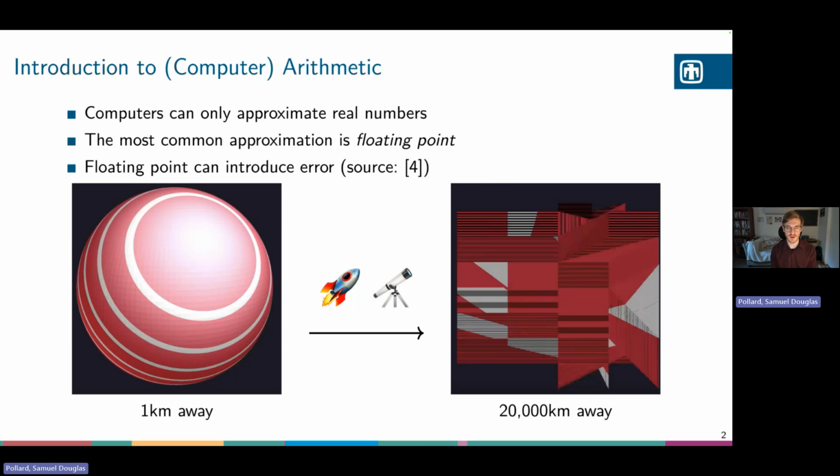and then you looked at this sphere again from a telescope. It is now unrecognizable as a sphere, and this is because of floating point error. You've reached the limit of the precision of your number. In this case, it's using 32 bits.